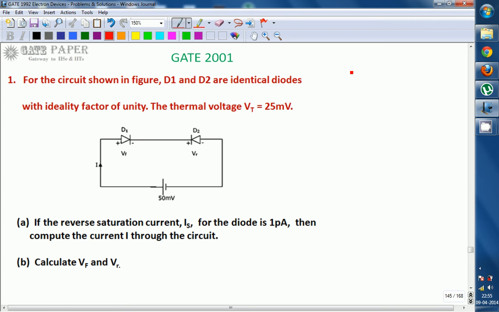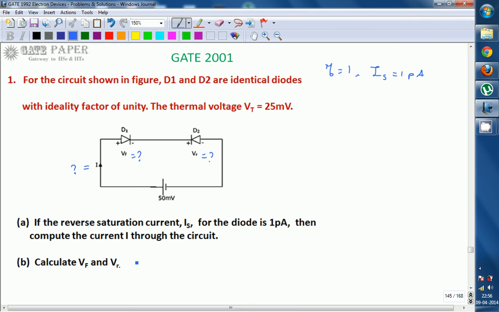So the given applied voltage is 50 millivolts connected as shown. What was given is that diode 1 and diode 2 are identical diodes with ideality factor eta equal to 1 for both the diodes, and the reverse saturation current Is is equal to 1 picoampere. Pico is 10 power minus 12. Now we are going to calculate the I value, and next we are going to calculate the values of Vr and Vf.